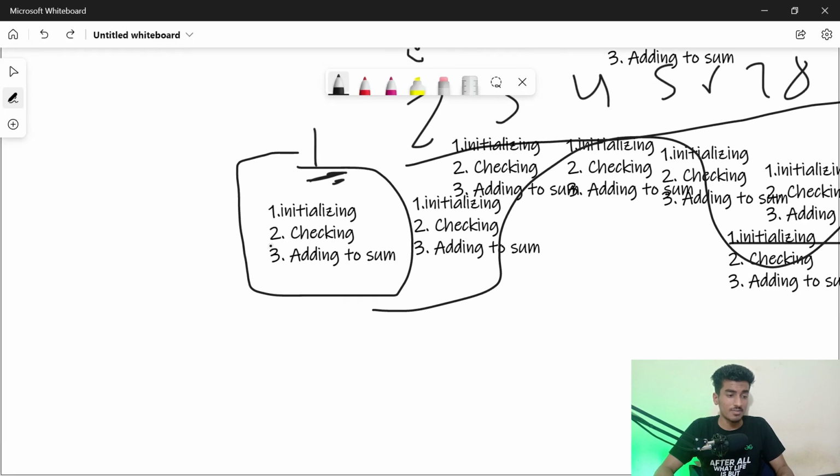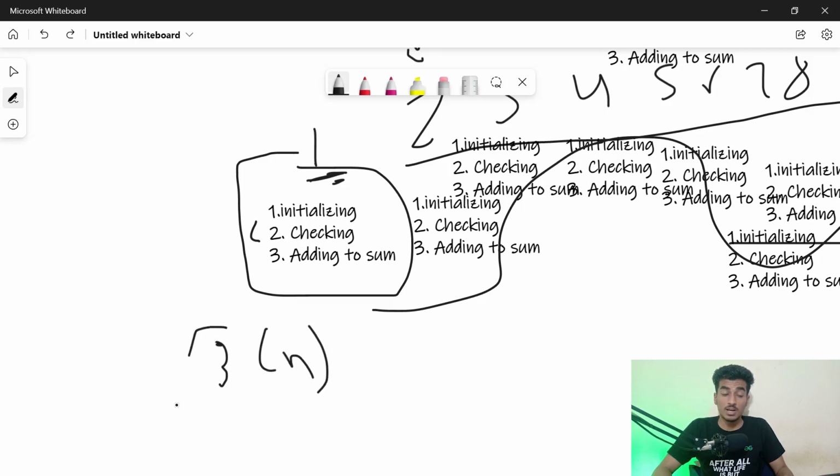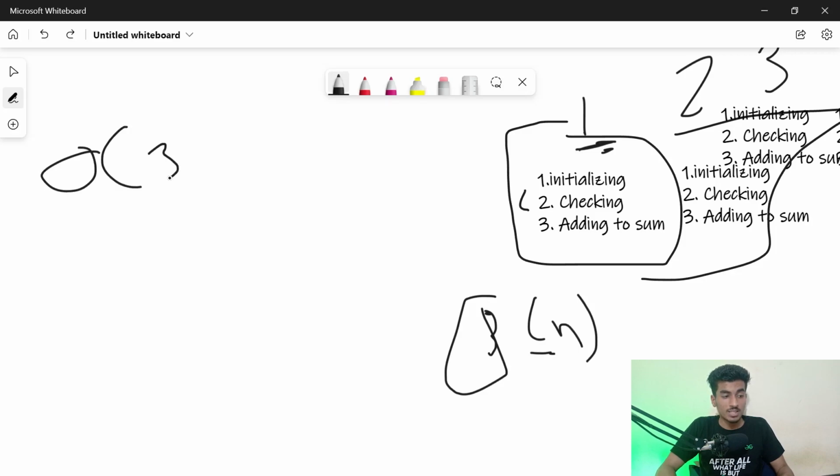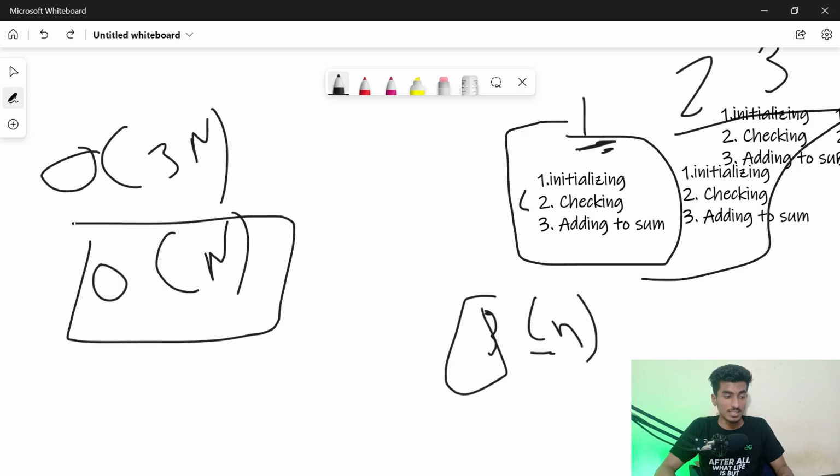But why is the time complexity here O(n)? Because you can see we are doing 3 steps n number of times, so it should be 3n. But why am I saying the time complexity is O(n)? That is because of the big O notation. When we use big O notation with some value inside it, it will simplify it. When I write big O of 3n, it will just change it to big O of n. So here our time complexity is O(n).